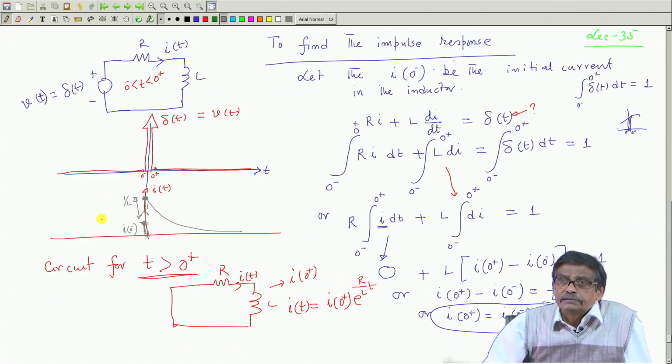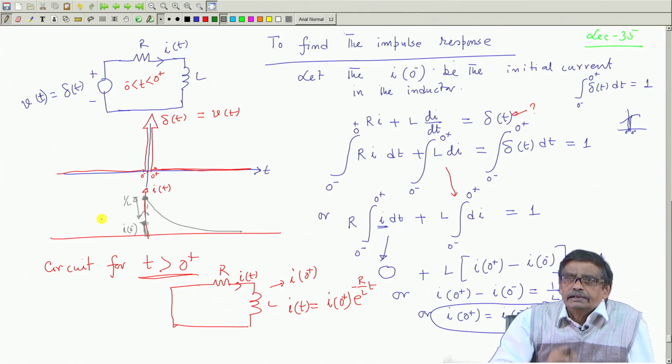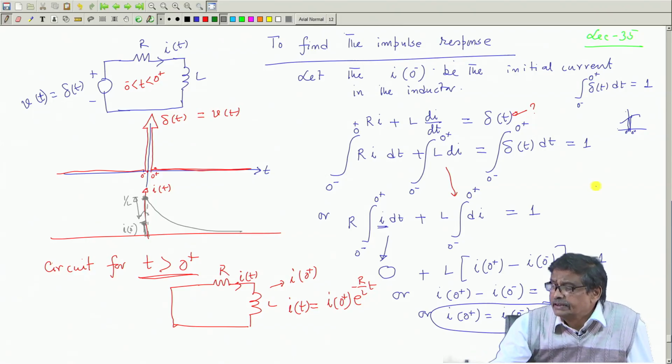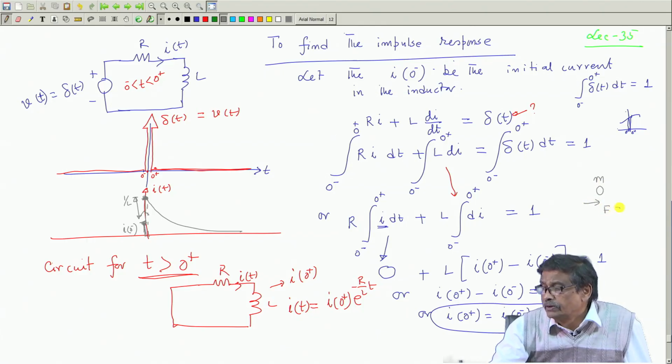But with an impulse voltage, if you excite a circuit which has an inductance, we now come to know that the current can also change instantaneously, almost between 0 minus to 0 plus, in no time. In our school days, while studying mechanics, we learned the term impulse force. For example, if there is a mass, we say that force is equal to m dv dt, is it not?